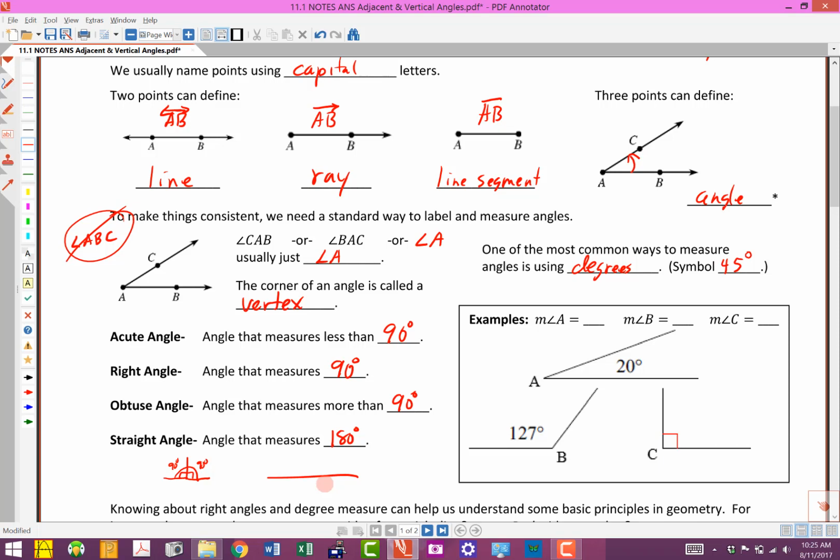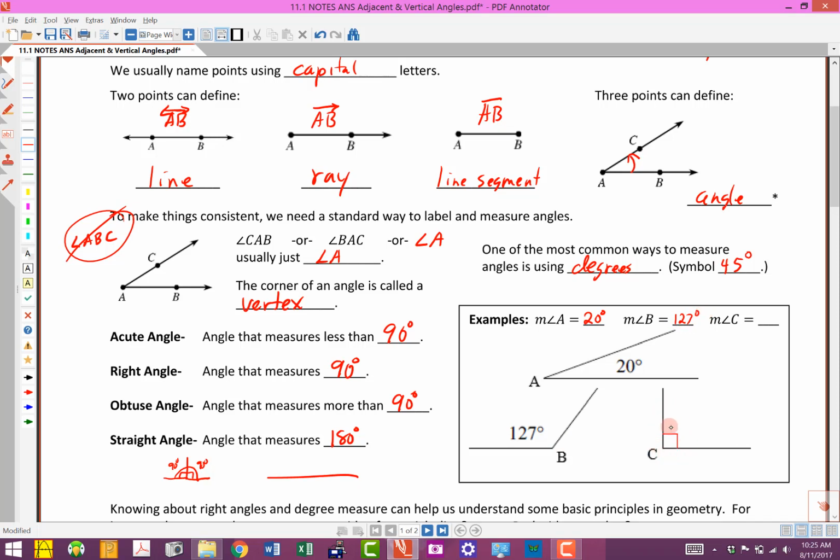Okay, let's take a look at this next part. A couple of quick examples. Like I said, mathematicians a lot of times are lazy, but they like to do things accurately, and they want to make things as efficient as possible. So in this example right here, when we have this kind of cursive M, it literally means the measure of angle A. So it wants to know what is the measure of angle A. Here's angle A. The measure of angle A is 20 degrees. It's literally that simple. If we want to know the measure of angle B, the measure of angle B is 127 degrees. So again, practice writing that little degree symbol so that it looks right.